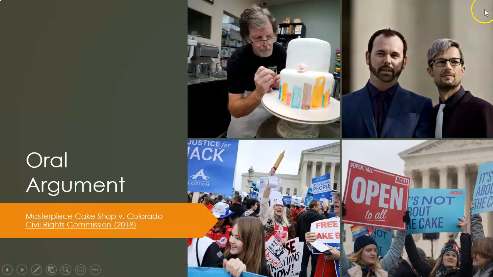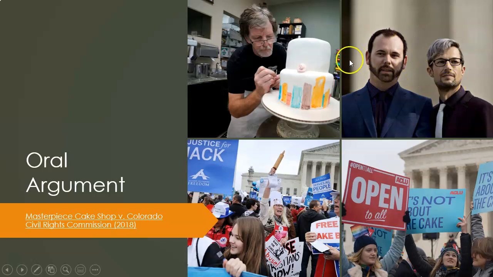The case starts when these two guys get engaged, and I'm emphasizing two guys because that's a big part of the case. They decided to get married in Colorado, where same-sex marriage was legal. These guys must have money because they went to the owner of the Masterpiece Cake Shop in Boulder, Colorado, and asked, can you make a cake for our wedding? And he said, sure. It's in the name, Masterpiece Cake Shop. This guy doesn't do traditional wedding cakes. He makes basically works of art.